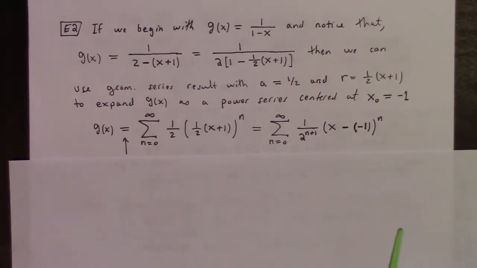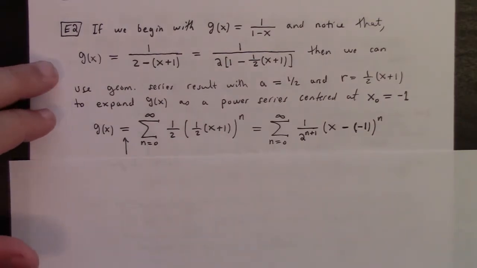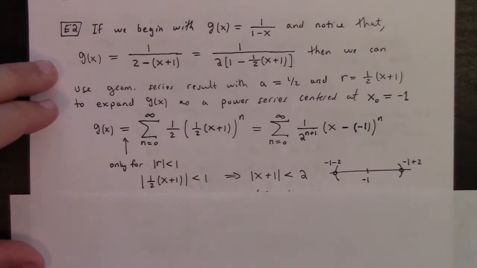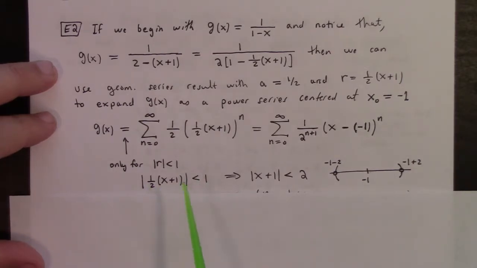And now I can only do that when the ratio of the geometric series, the r, is less than 1 in absolute value, which means that 1/2 of x plus 1 has to be less than 1, which is to say that the absolute value of x plus 1 has to be less than 2. That puts you in this open interval within plus or minus 2 of minus 1.